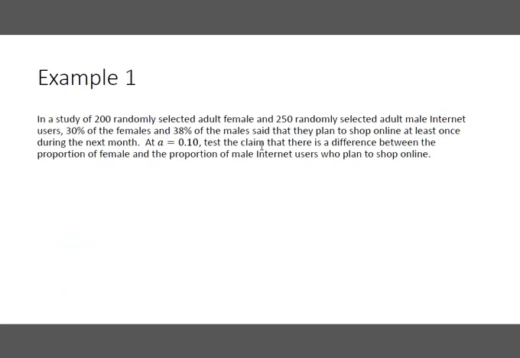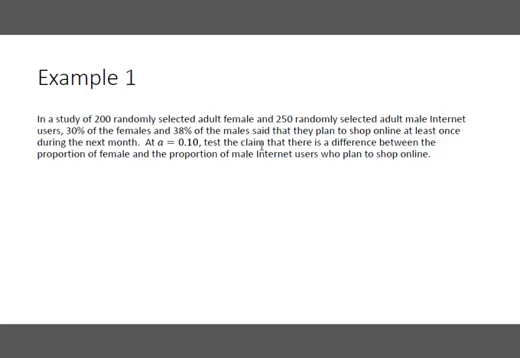So example number 1: in a study of 200 randomly selected adult female and 250 randomly selected adult male internet users, of course, 30% of the females and 38% of the males said they plan to shop online in the next month at least once. Now here's the deal. This textbook I got this from came out in 2010. Oh, how times have changed. I think pretty much it's got to be more like 100% nowadays. But think about 10 years ago, this was still kind of relatively new, shopping online.